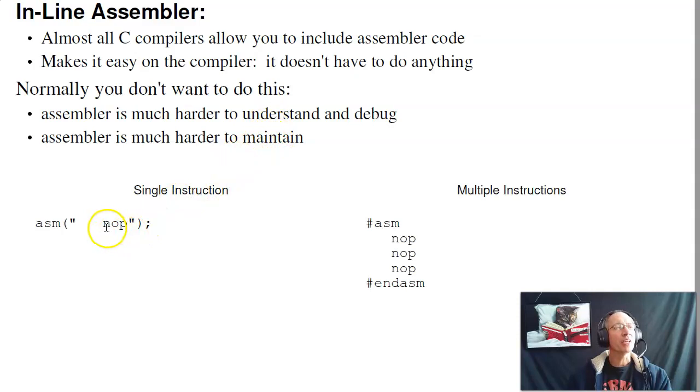If you have inline assembly, that's actually really easy on the compiler. It says I don't have to convert the following code to assembly. It already is assembly. So it's actually really easy on the compiler. It just makes it really hard on the next person who takes your code and tries to figure out what the heck you're doing.